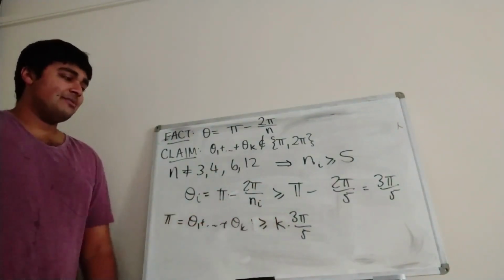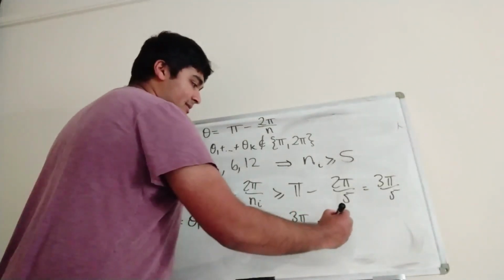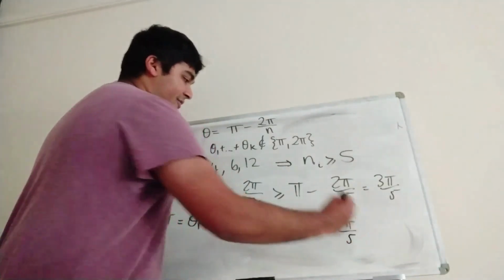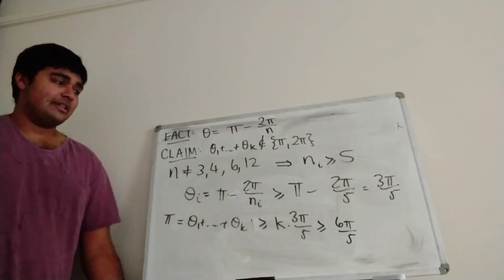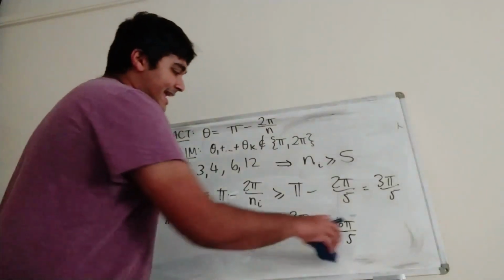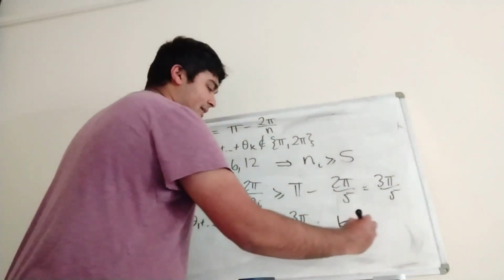But notice that if k was bigger than or equal to 2, then this would be bigger than or equal to 6 pi over 5. And then we get that pi is bigger than or equal to 6 pi over 5, which is definitely not true. So that must mean that k is strictly less than 2. In other words, k equals 1.